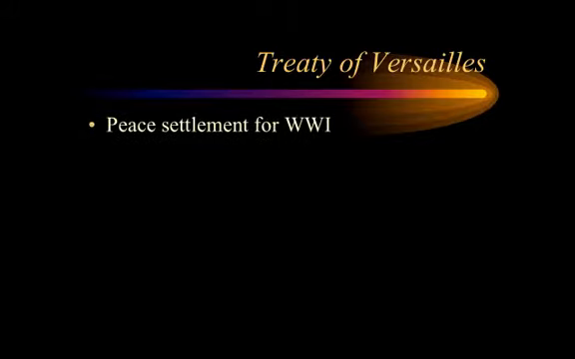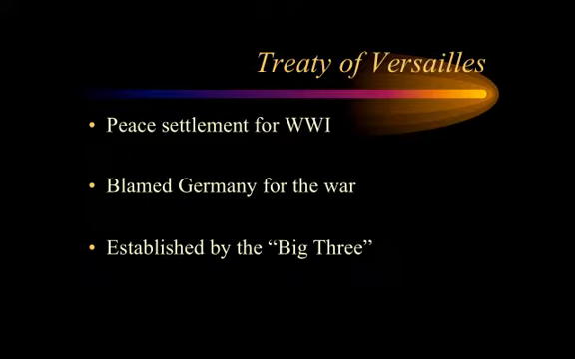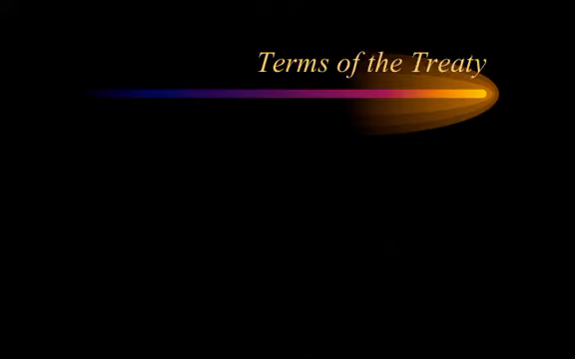The Treaty of Versailles is a peace settlement for World War I. It was signed at Versailles Palace outside of Paris, France, on June 28, 1919. It blamed Germany for the war and required Germany to not have a say in the terms of the treaty. It was established by the Big Three: Churchill, Wilson, and Clemenceau.